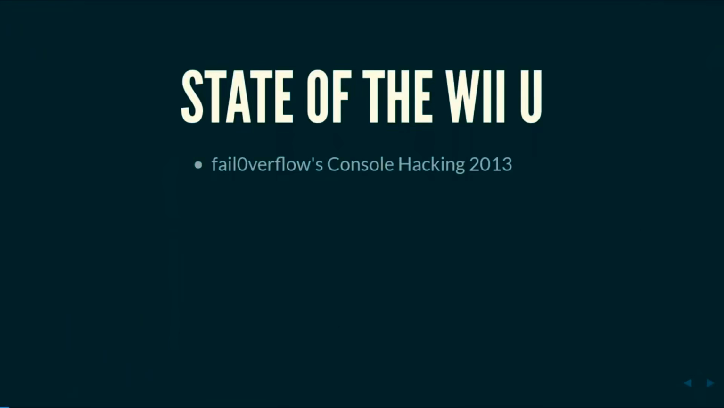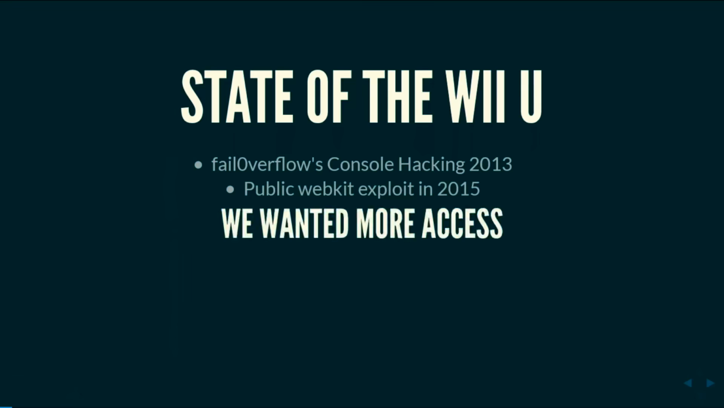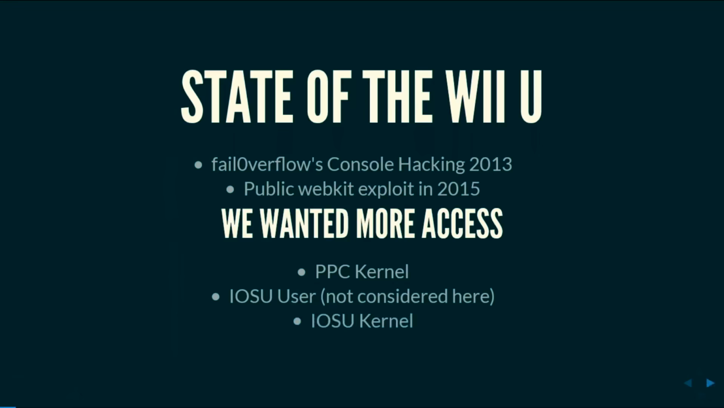So I will start with the state of the Wii U. I hope a lot of you guys have seen Failoverflow's talk in 2013 about hacking the Wii U. Not much happened afterwards, until 2015, when a public WebKit exploit was released. And about at this time, we started looking into the Wii U. And we wanted more access than just user mode, because there is also the kernel running on a PowerPC, and then there is this other ARM processor that runs IOSU. Also user mode and kernel mode. I'm not going to consider the user mode today because I think the kernel exploits are just way more fun.